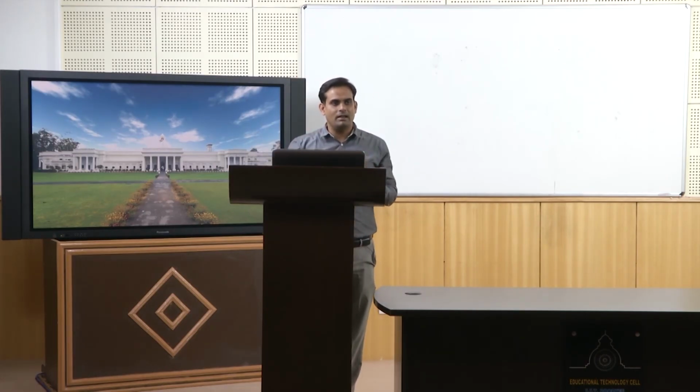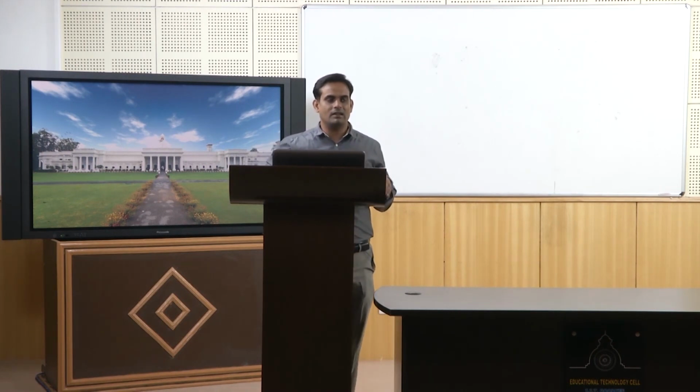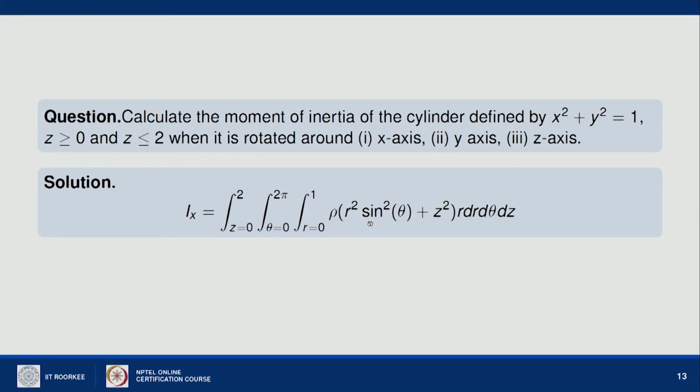So, on the xy plane, the projection of this cylinder will be a circle of unit radius. So, we can change it into polar coordinates. Theta will move from 0 to 2 pi and r will move from 0 to 1, of rho times r square sin square theta plus z square, r dr d theta dz. So, we are using cylindrical coordinates here: r square sin square theta for y square, z as such, the density, and dx dy dz will become r dr d theta dz. By solving this we will calculate Ix.